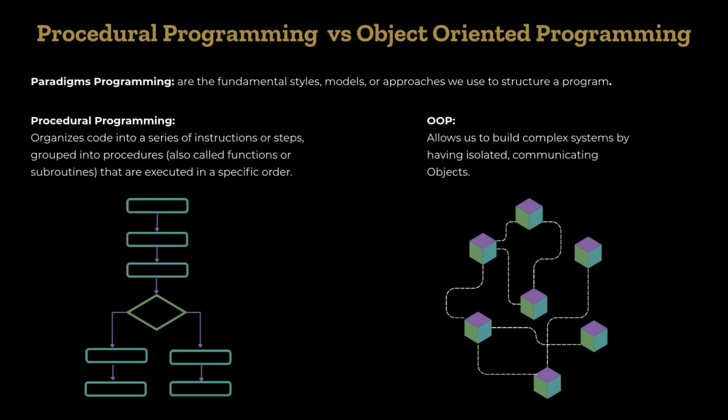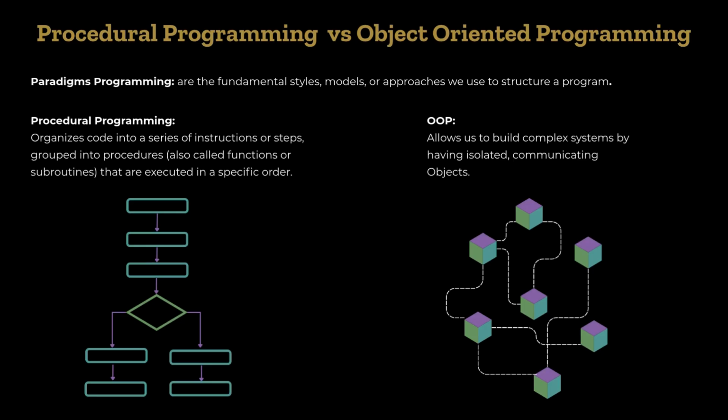Procedural programming versus object-oriented programming. Let's put OOP in context by looking at the concept of programming paradigms. Paradigms are simply the different styles or fundamental ways we structure our code and approach problem solving. Procedural programming organizes code into a series of instructions or steps grouped into procedures, also called functions or subroutines, that are executed in a specific order.